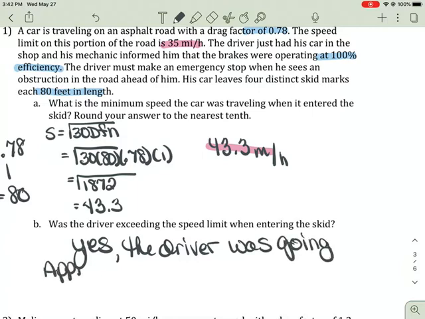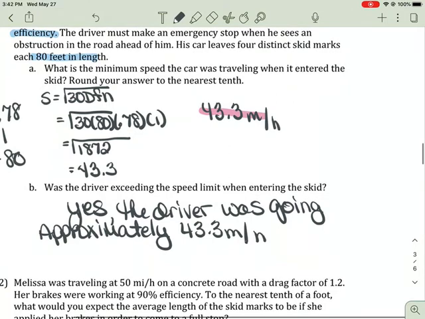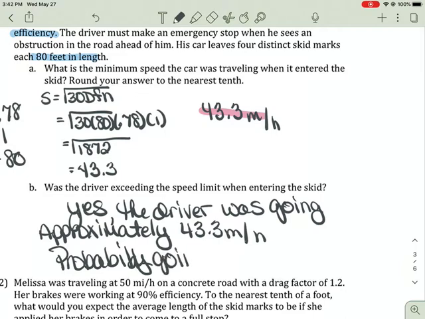So the driver is going approximately, and we use the word approximately because this is not an exact answer, 43.3 miles per hour. Will he get a ticket? Yeah, he's probably going to get a ticket.